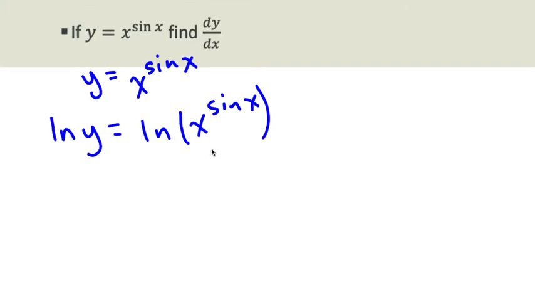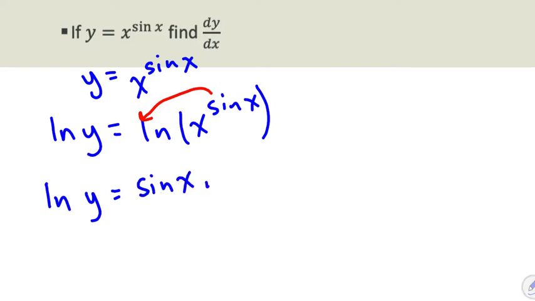Okay, this is what we need to do to allow us to bring the exponent out front. So what we're left with now is ln of y equals sine x times ln of x. Okay, so we're going to have product rule on the right hand side, but it's something that we can actually do, where the derivative of x raised to the sine x is not something we can do.